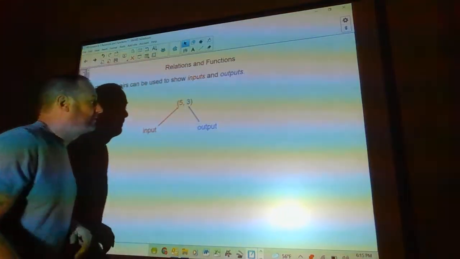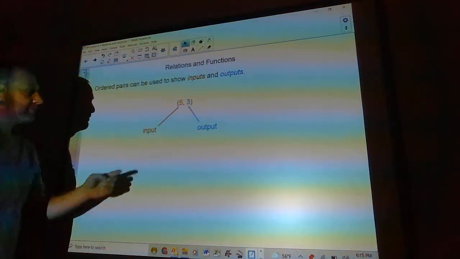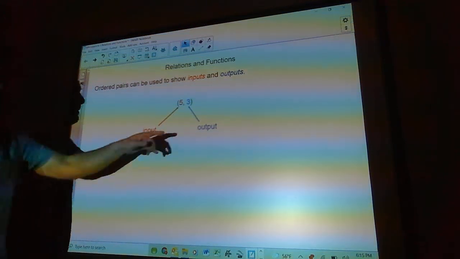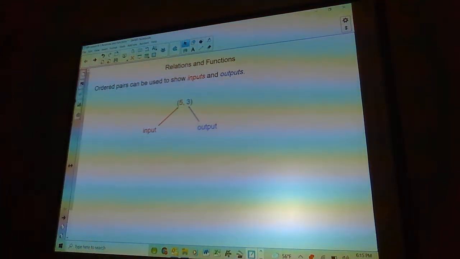So here we have an ordered pair (5, 3). The input is 5. That's the x coordinate. That's always your input. The y coordinate is always your output, and that's the 3.